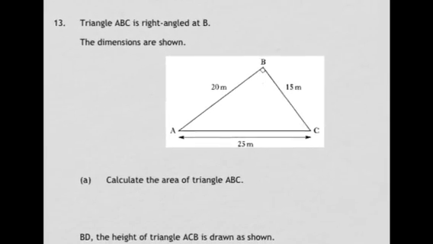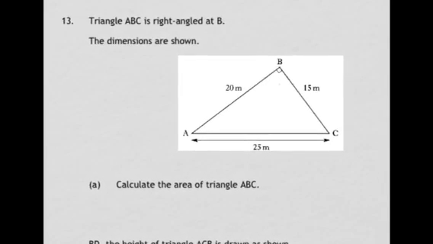Question 13. Now I've been a wee bit sneaky here with question 13. Calculate the area of the triangle. Now the easiest formula you've got for area of a triangle is half base times height. You might think to yourself, but wait a minute Mr. West, we don't know what the height is.